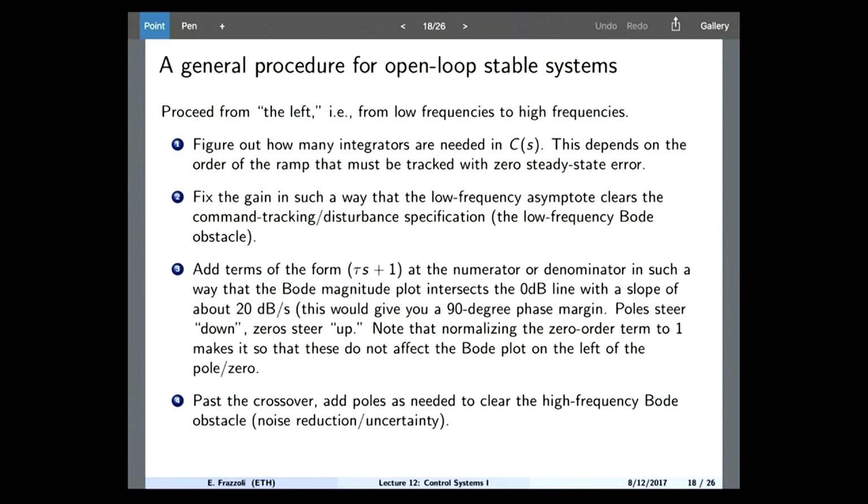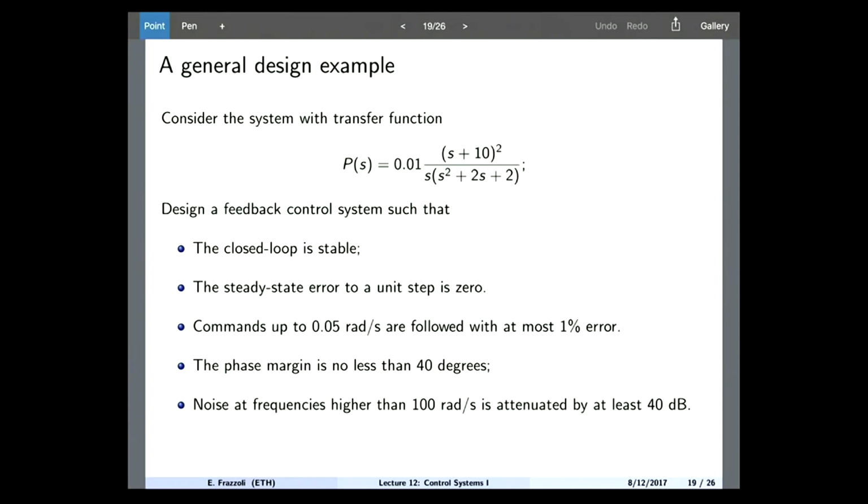So then just steer the loop transfer function by turning to the right, that is downwards, by adding a pole, right? Adding a lag, or to the left, that is upwards, by adding a zero, okay? Aim for the crossover and make sure that you cross the 0 dB line at crossover with a shallow slope, okay? Past the crossover, add as many poles as you want to clear the high frequency Bode obstacle, okay? For example, let's say I have a system with this transfer function, okay?